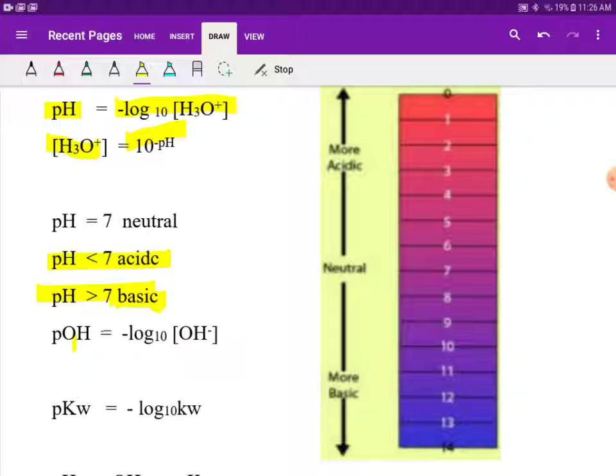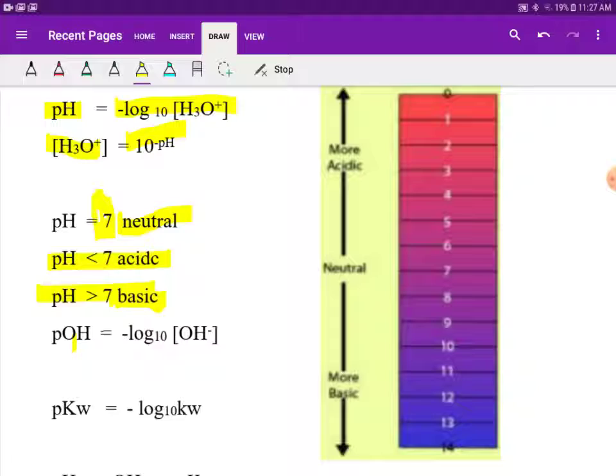That is, pH is greater than 7 for a basic system. Then for a neutral aqueous system, the H plus ion concentration is equal to 10 raised to minus 7 moles per liter, that is exactly equal to the OH minus ion concentration. Therefore, pH is 7. Therefore, that is neutral.